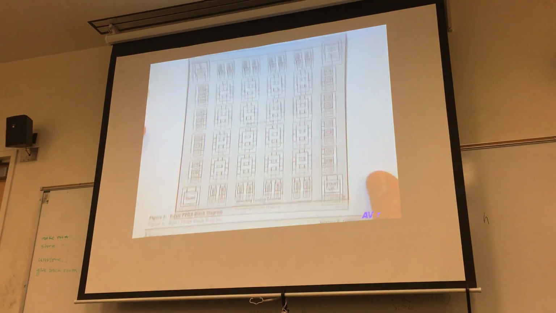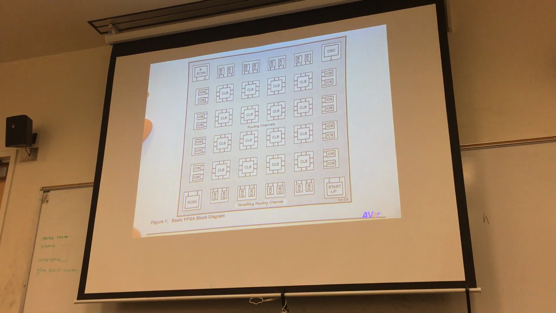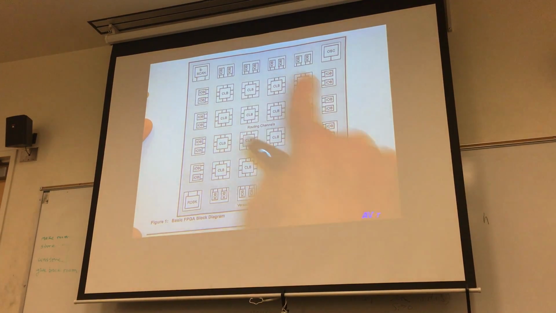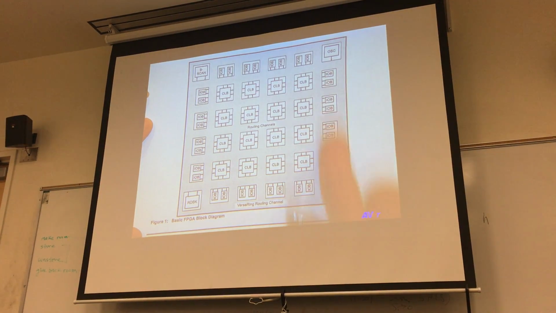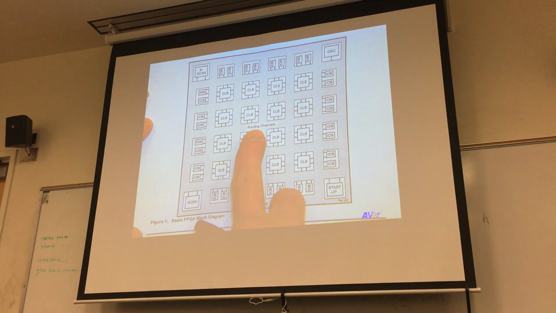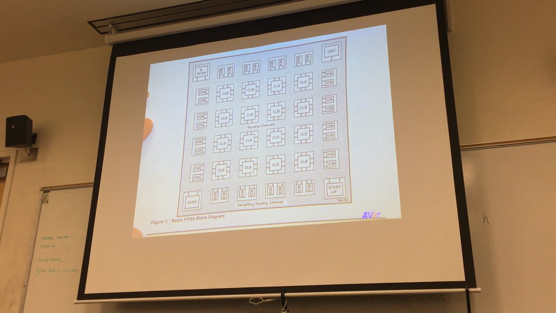So this is rather simplified, but it shows you what the internal architecture looks like in a little more detail than the figure that we just had. So here's my matrix of configurable logic blocks. Here's my input-output blocks. And this in here where it says routing channels, that's that interconnection network I was talking about.